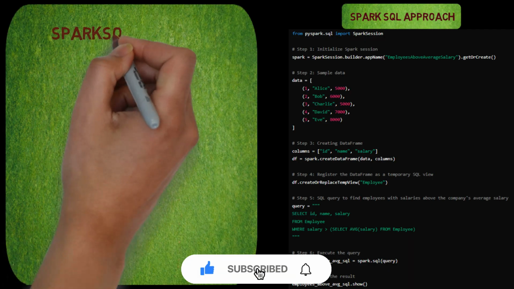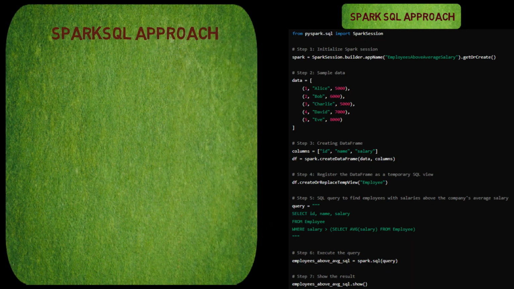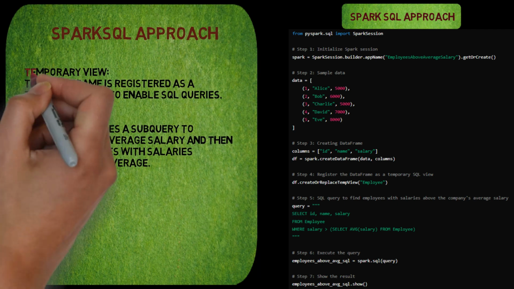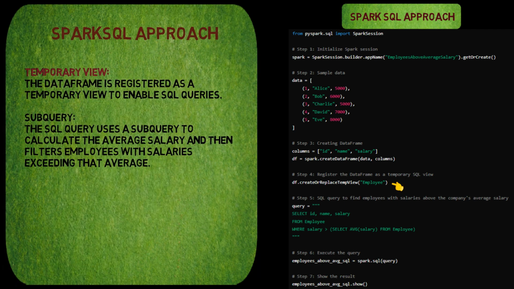Using SparkSQL. Explanation. Temporary view. The DataFrame is registered as a temporary view to enable SQL queries. Subquery. The SQL query uses a subquery to calculate the average salary and then filters employees with salaries exceeding that average.